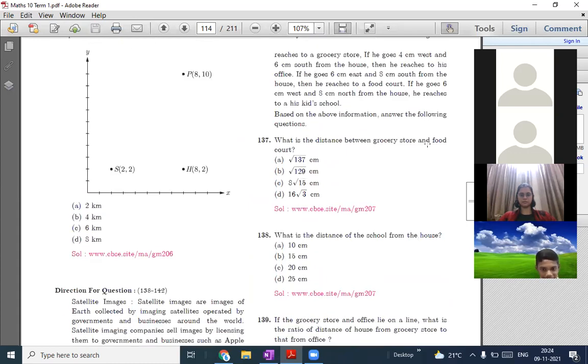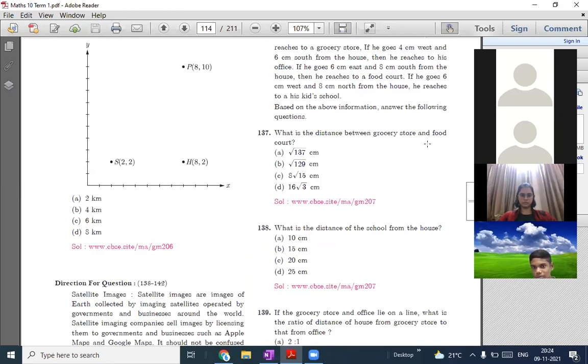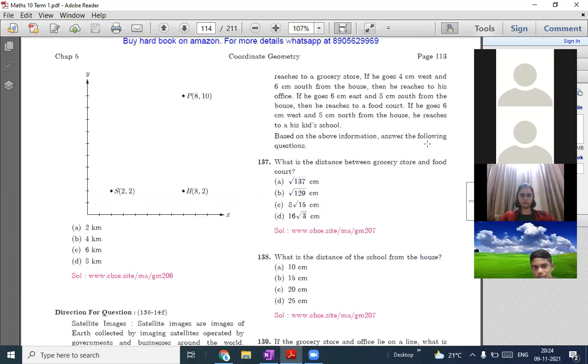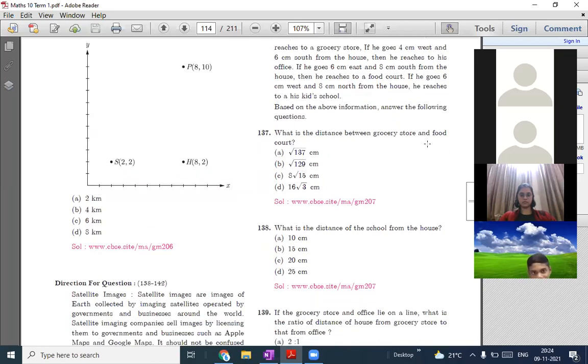Sir, can you give your phone to your parents? Shall I talk to them? Did a power cut happen or something else? Okay, sir, it's a power cut. You can talk to my parents. I'll talk to your parents. Okay, fine. Then you are telling correctly only, right, Teja? Yes, sir.